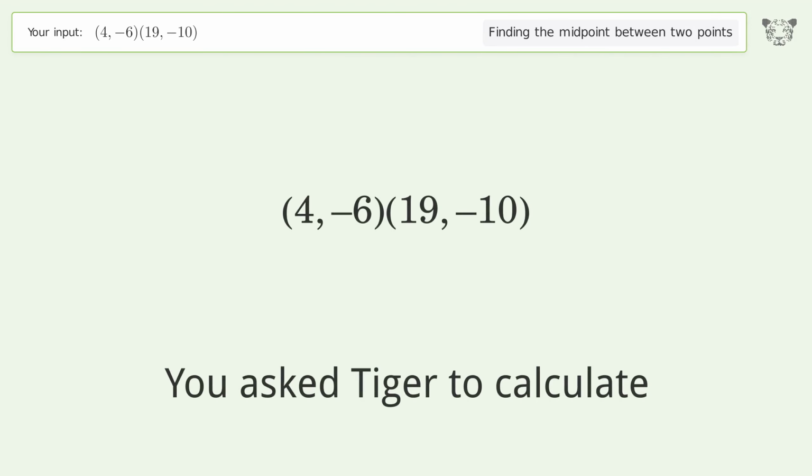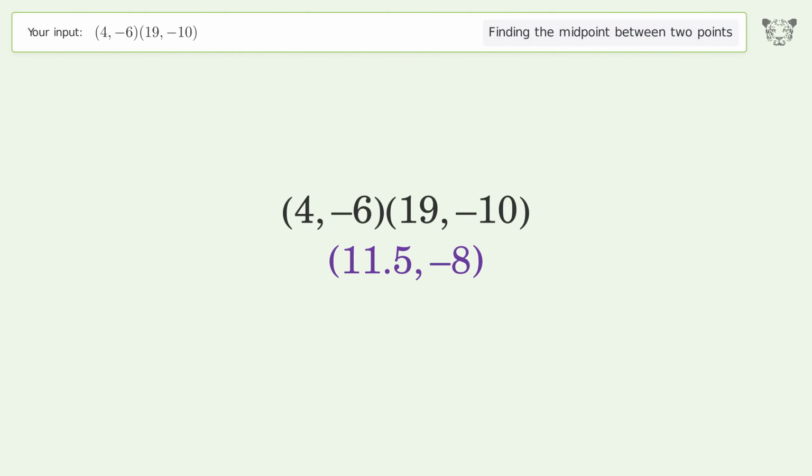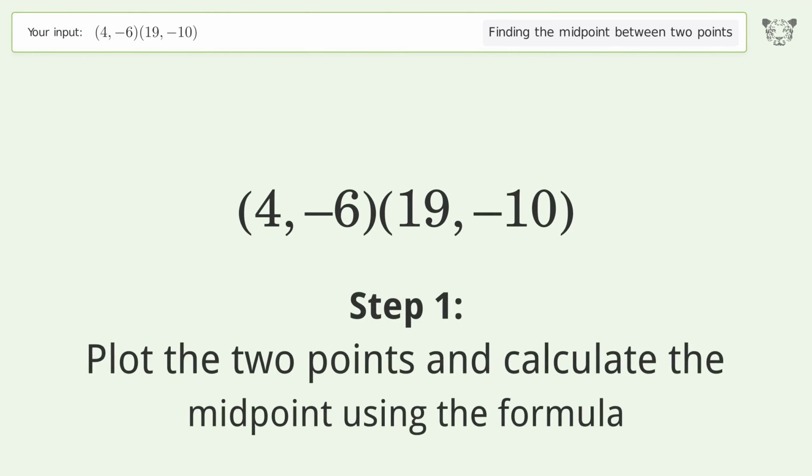You ask Tiger to calculate. This deals with finding the midpoint between 2 points. The midpoint between the 2 points is 11.5, -8. Let's solve it step by step. Plot the 2 points and calculate the midpoint using the formula.